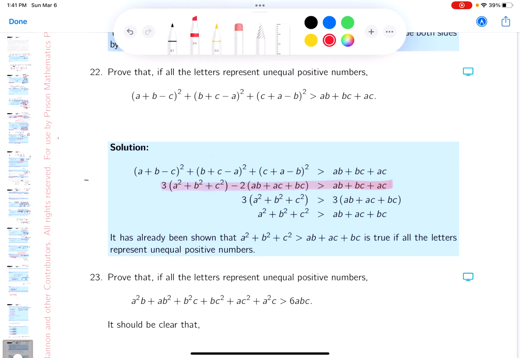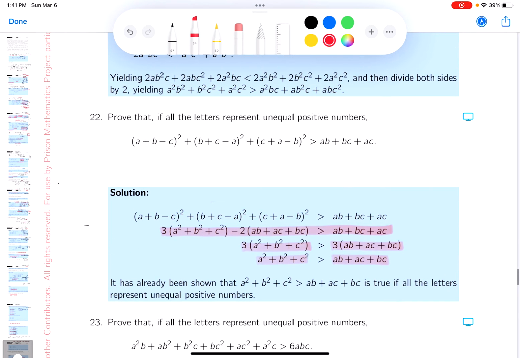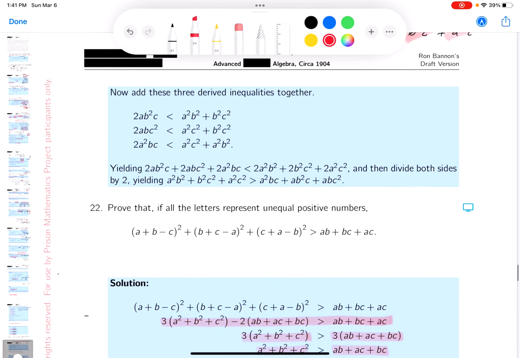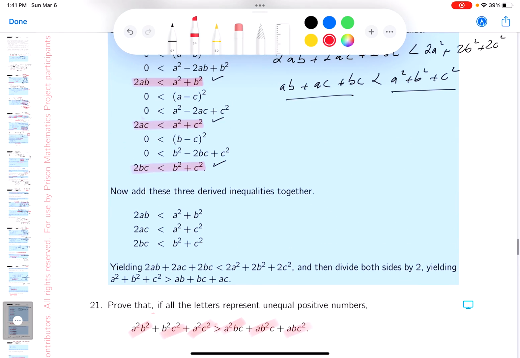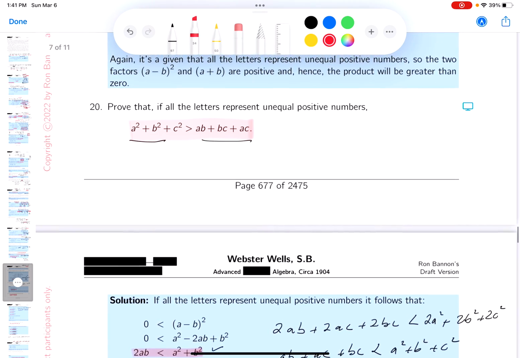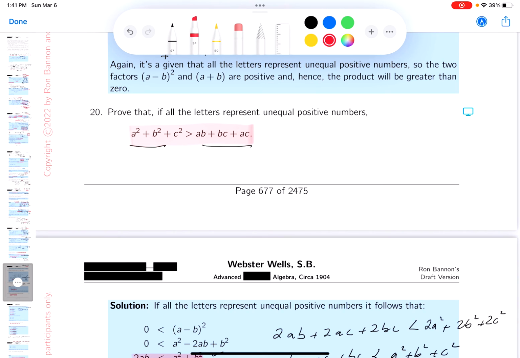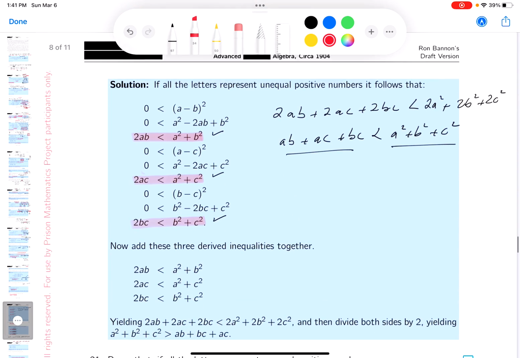What I'm going to do now is add 2 of the quantity AB plus AC plus BC to both sides. And you get this. You get 3 of these and 3 of those. Divide both sides by 3, and you get this over here. Now, by the way, someone says, gee, that looks familiar. And it should. Let's go back. And by the way, there's no need to do it again. We already showed that's true, that A squared plus B squared plus C squared is greater than AB plus BC plus AC. We've already shown that. So this has already been done.